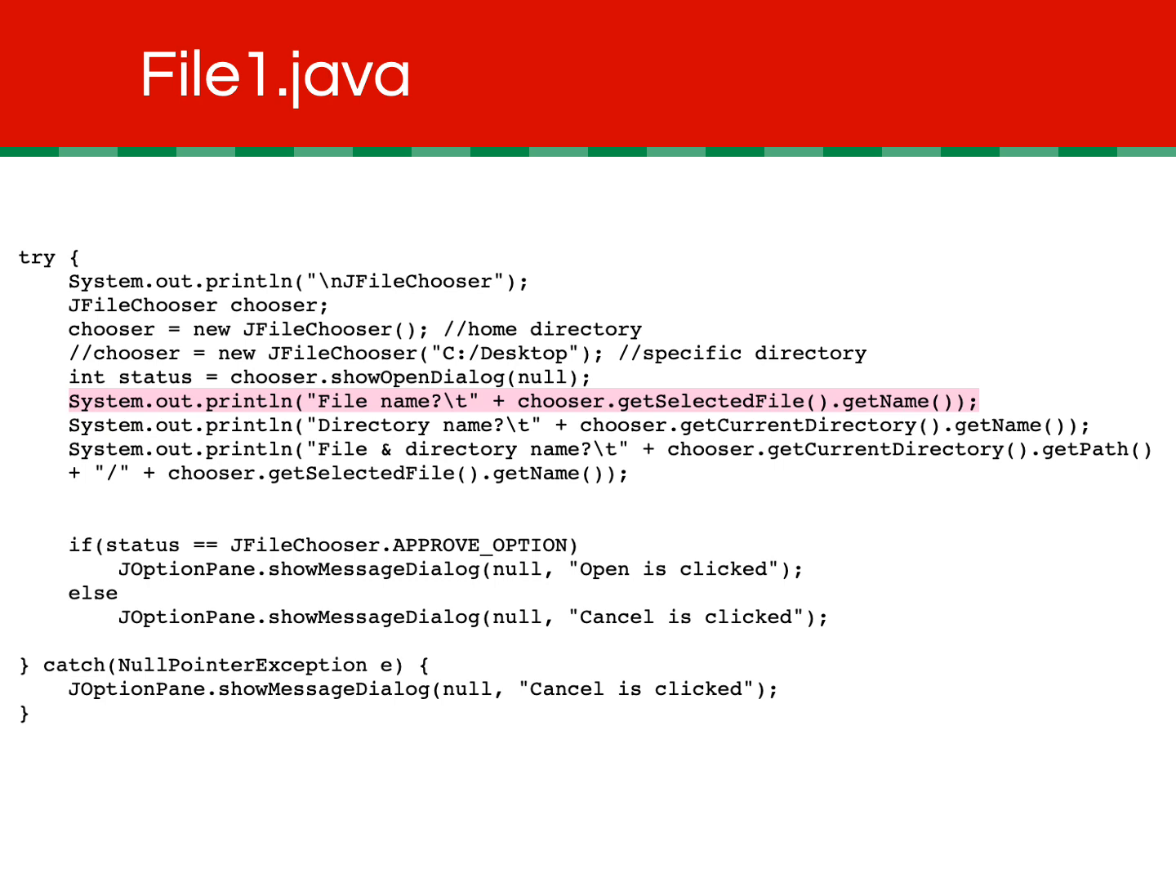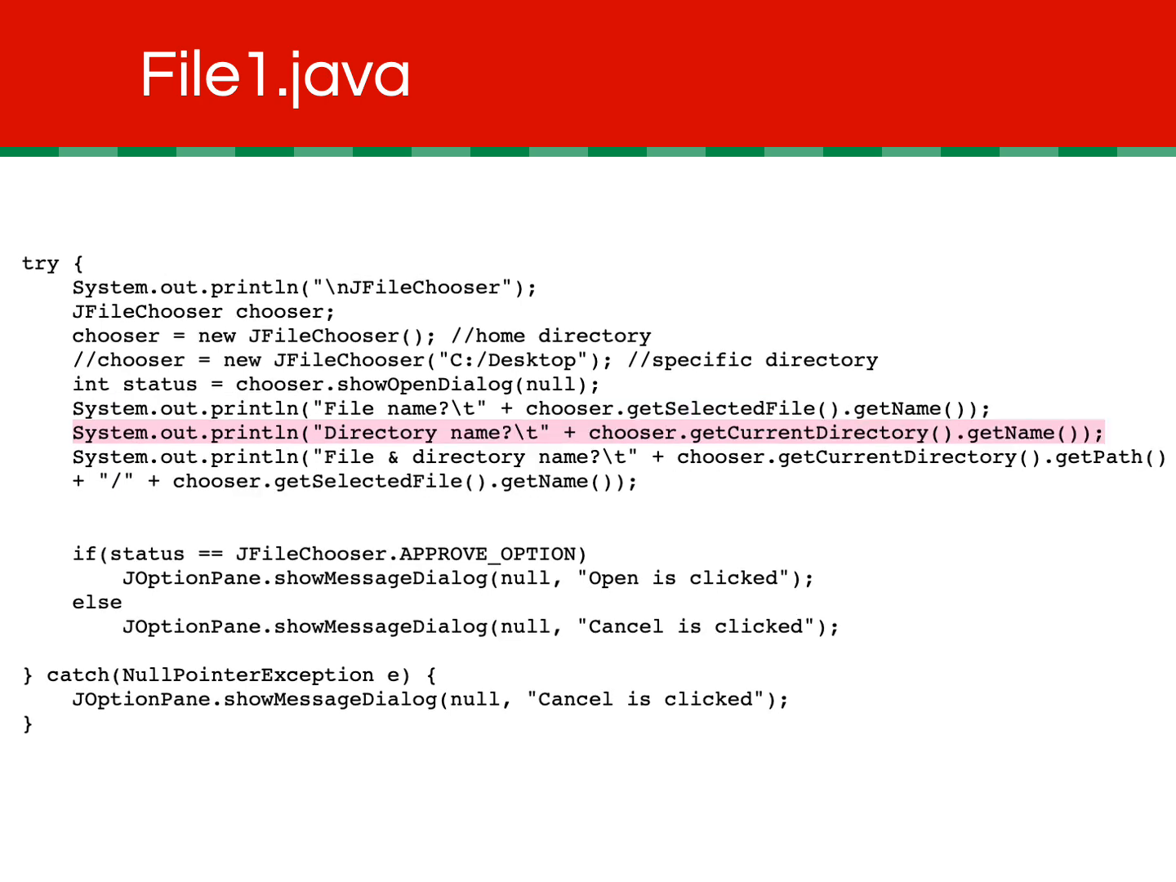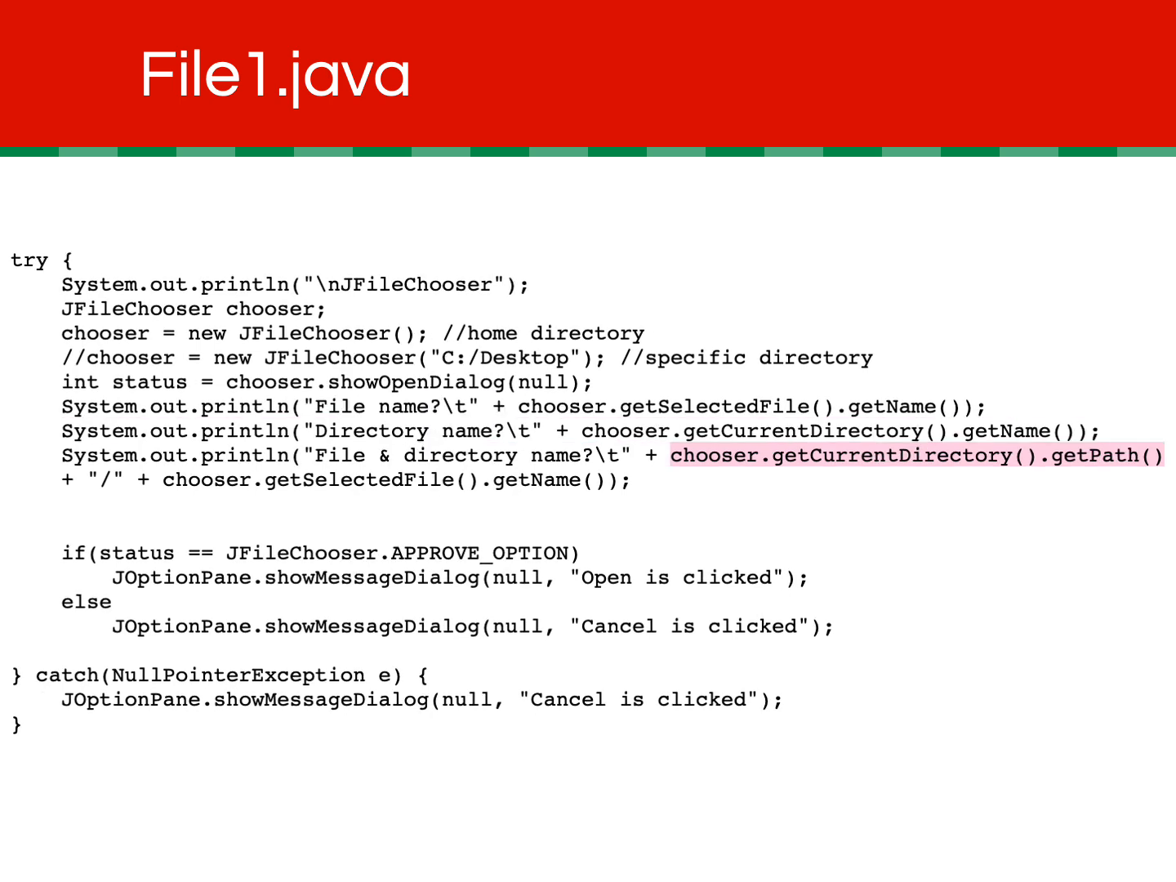The one that is being highlighted, you can see that I have written getSelectedFile.getName. So that will display the name of the file that is being selected. Similarly, to get the name of the directory, you can use getCurrentDirectory.getName. It will display the name of the directory. To get the path of it, you can use getCurrentDirectory.getPath. Try and run this code and see what would be the output of it.